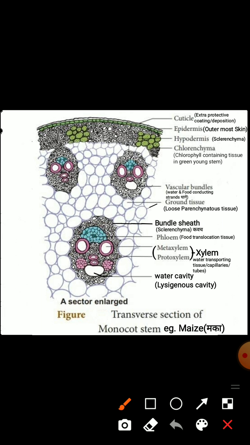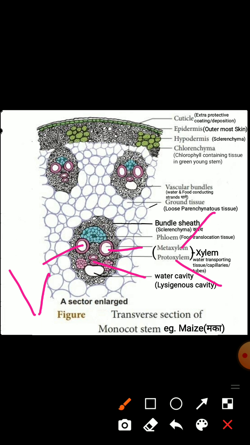suppose we observe the xylem, this xylem is V-shaped. This xylem is capital V-like or capital Y-like. Suppose this is one xylem, this is another xylem, and this is a smaller xylem. The larger elements are called metaxylem, and the smaller elements are called protoxylem. They are organized in a capital V manner.